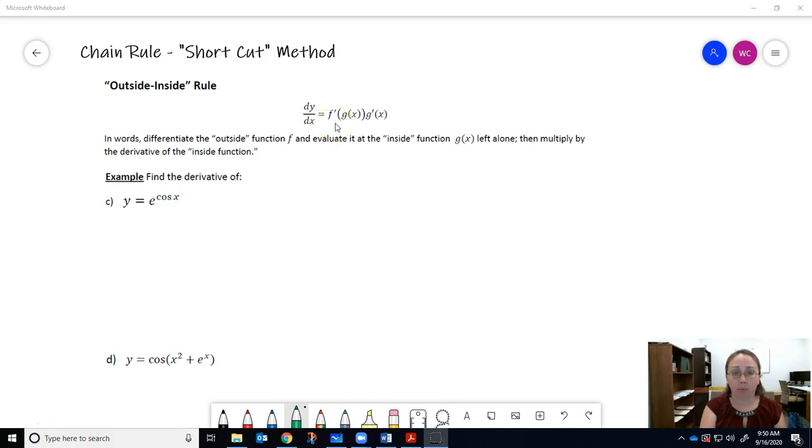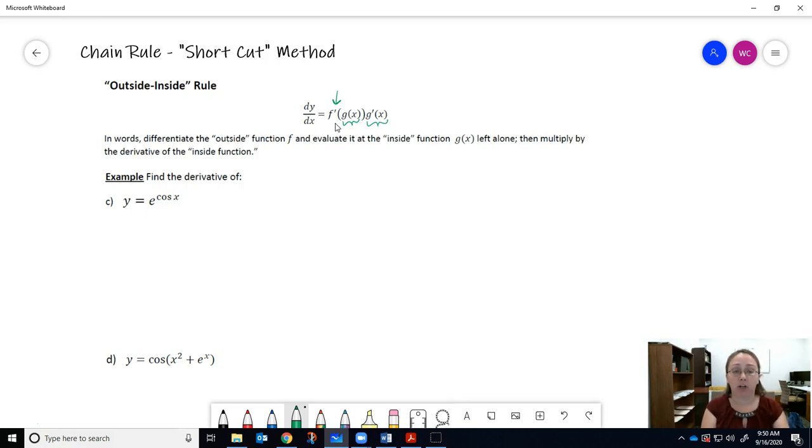It says f prime. So whatever the outside function is, you take that derivative. The inside stays the same, no derivative. Then after you're done with the outside, inside stays the same, then you multiply times the derivative of what was inside. All right, so let me show you an example.